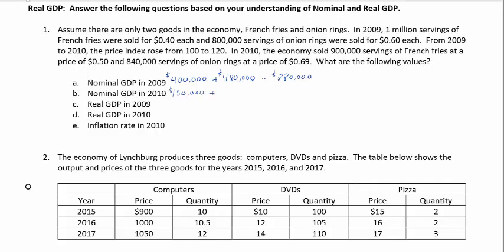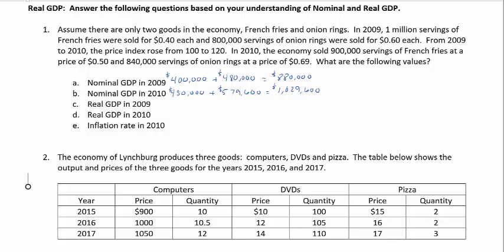Now we're going to add to that the amount of onion rings. So I'm going to take 840,000 onion rings, and I'm going to multiply that by 69 cents. And I get 579,600. That's how much in onion rings were produced. So when I add that to the French fries that were produced that year, we get $1,029,600 worth of output. Alright, so that's the nominal GDP for each year. All we do is we multiply the price times the output to get that.